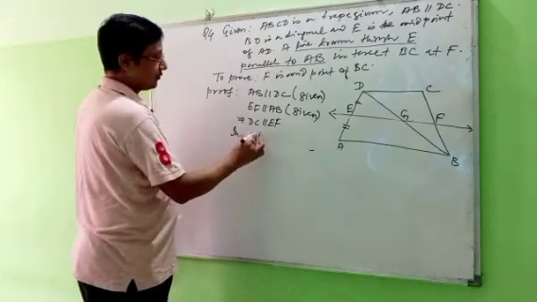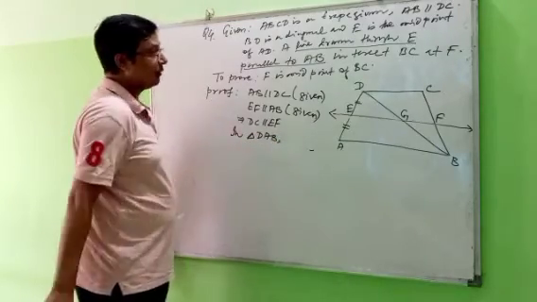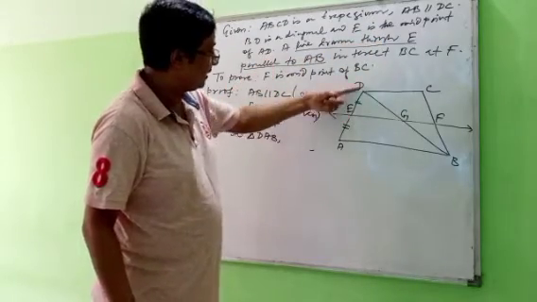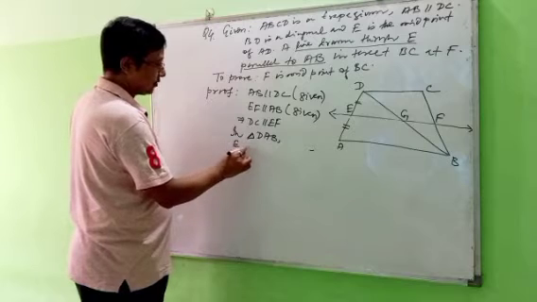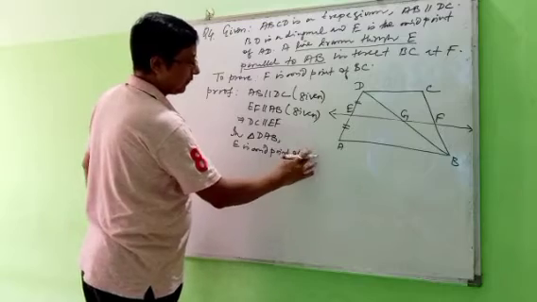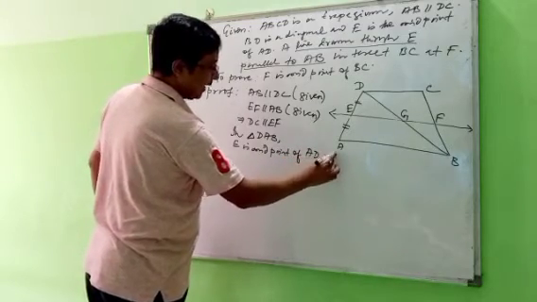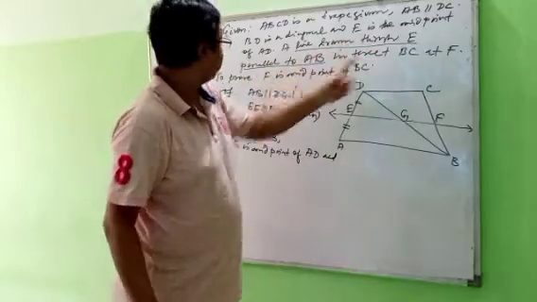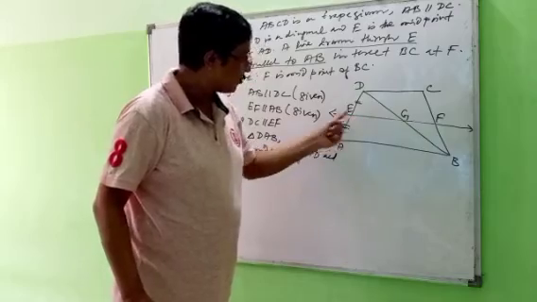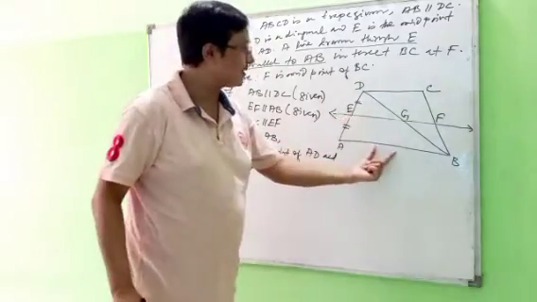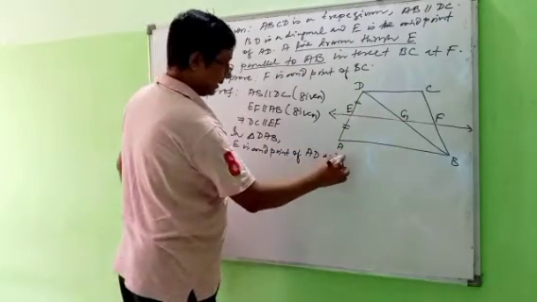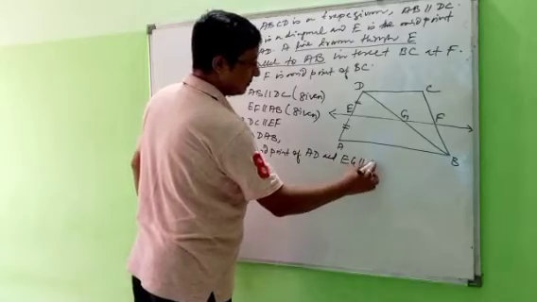Now in the triangle DAB, what they have given is that E is the midpoint of the side AD. So E is the midpoint of AD, and the line is drawn through E parallel to AB. That means this line EG, drawn through this point E, is parallel to the side AB. So EG is parallel to AB.